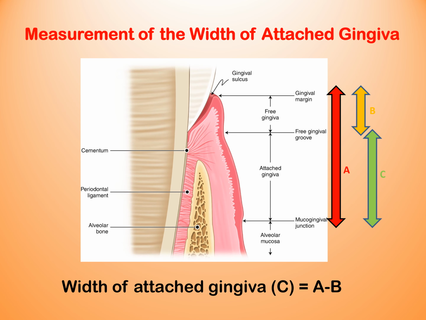Let's look at the diagram to understand how to measure the width of attached gingiva. In this diagram, the width of attached gingiva is represented by C, which is obtained by subtracting B from A. So A here represents the distance between gingival margin and mucogingival junction. From this, we subtract B, that is the distance between gingival margin and free gingival groove, to obtain the attached gingiva width.